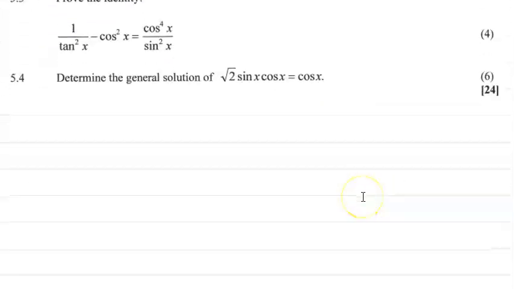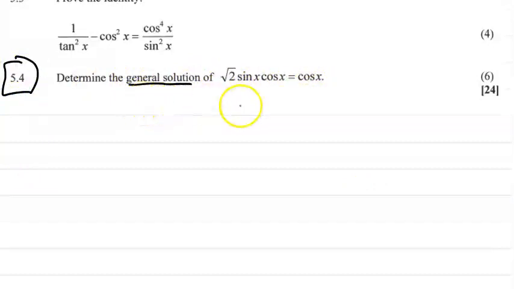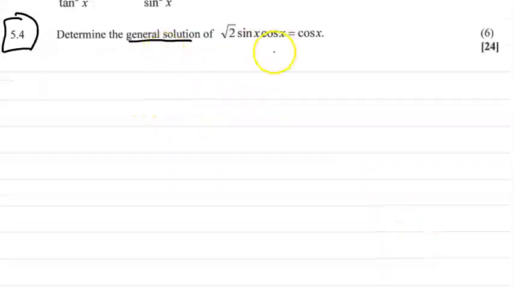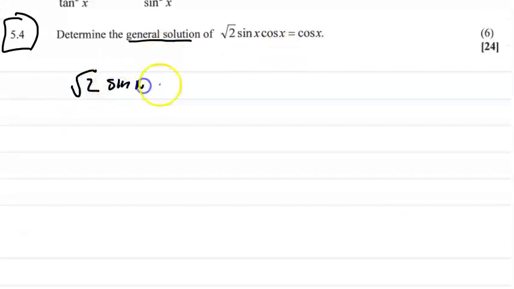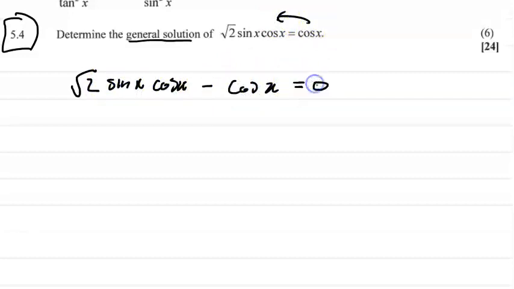Here's Question 5.4. Determine the general solution of the square root of 2 times sine x cos x equals cos x. Now remember that this is an equation, so we need to solve an equation. In order for us to solve an equation, we need to make one side equal to 0. Therefore, we're going to get root 2 sine x times cos x, and we're going to move this cos x over to the left hand side, so it's minus cos x equals 0.